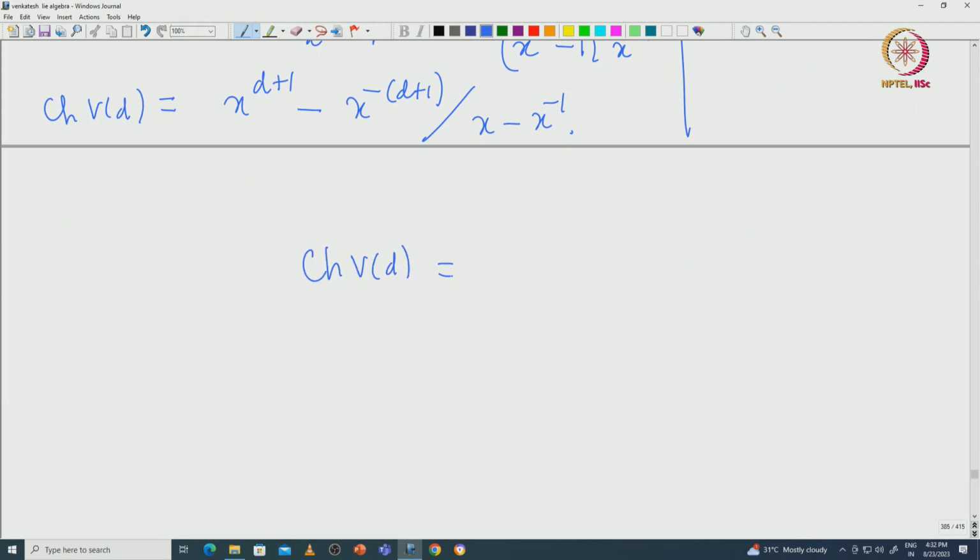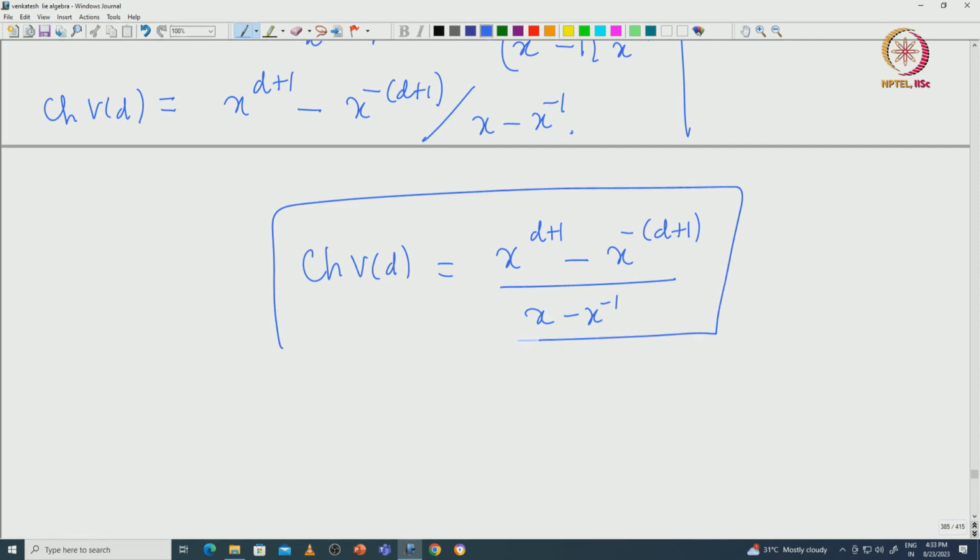The character of V power d is nothing but x power d plus x power d minus 2 and so on, that is, (x^(d+1) - x^(-d-1)) divided by (x - x^(-1)). Later, this kind of expression will appear in many places. These are actually kind of quantum integers, but anyway, let us not get into that. But the character of V_d has a very nice formula like this. That is where I stopped last time.